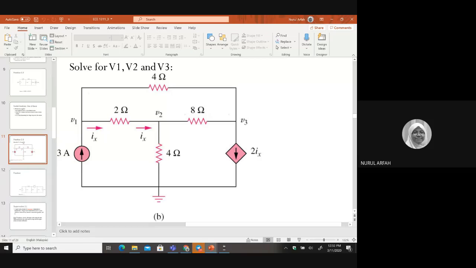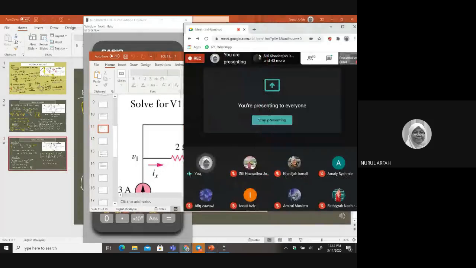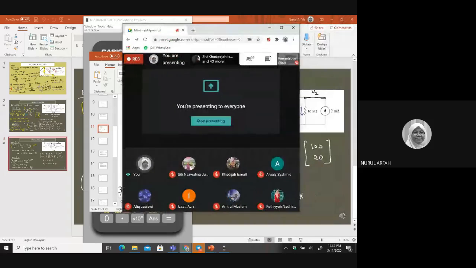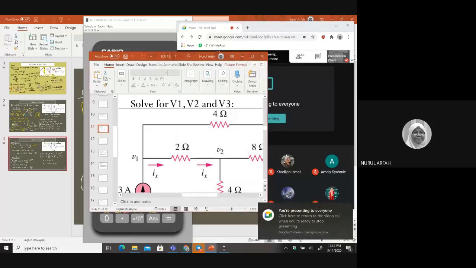Just put it in your mind. You can put any direction of your current, but you need to follow passive sign convention. Please follow passive sign convention because everything depends on it, regardless of your current direction. If you put it to the right or going down, just put it like that and don't change it. Depends on what you like. If you put it on your right side going to the right, then put it as it is. Don't change. And then follow passive sign convention.